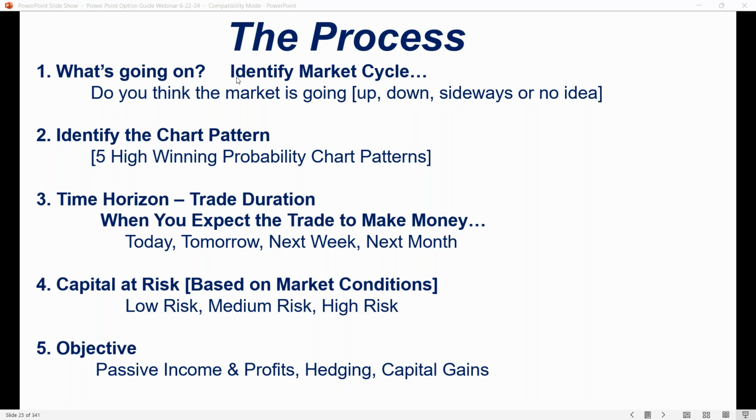So what is the process? First, identify that cycle. Currently we're in an uptrend, starting to get a little bit sideways, but we're still in a major uptrend. The next step is to identify the chart pattern. I really like to follow chart patterns. I've identified and put together 5 really high winning probability chart patterns that I look for as trade setups. Then the third step is, what is your time horizon, the trade duration?